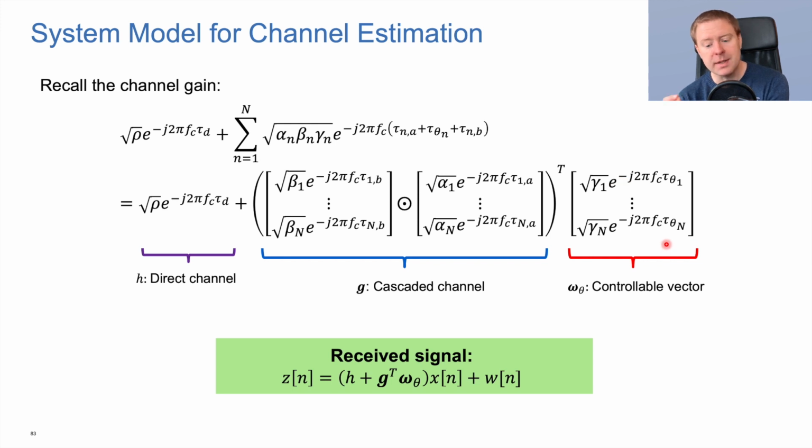So when I'm transmitting a signal, x[n], the received signal, z[n], will be x[n] multiplied with the direct channel h, which is a scalar. And then we have the inner product between g and omega, which is the name I give this vector that we can control. Omega with theta as a subscript. That is what we can control in particular. So this is the received signal, and here I have noise.